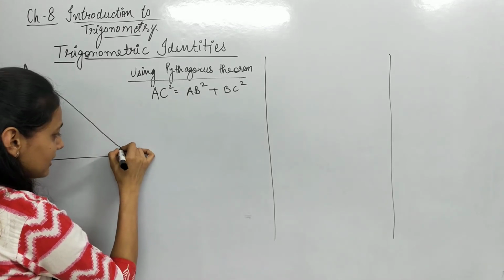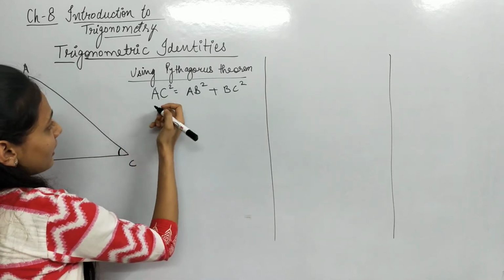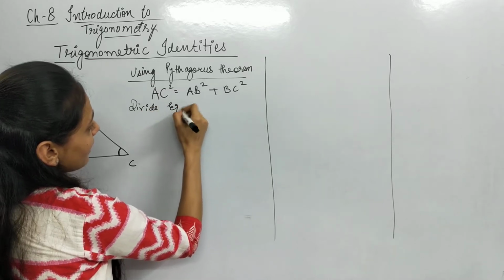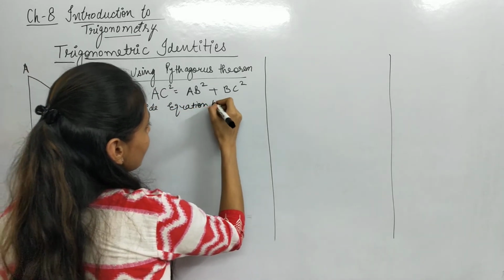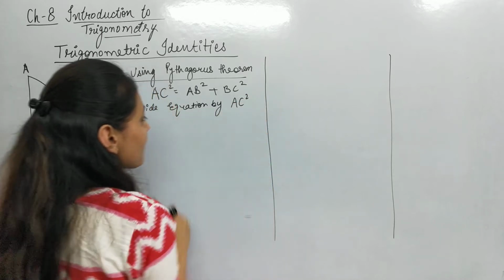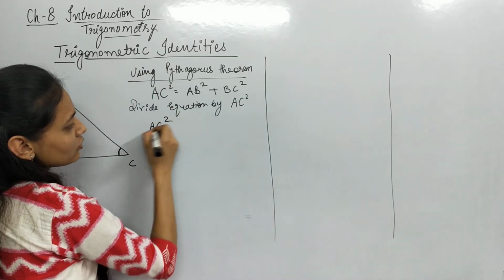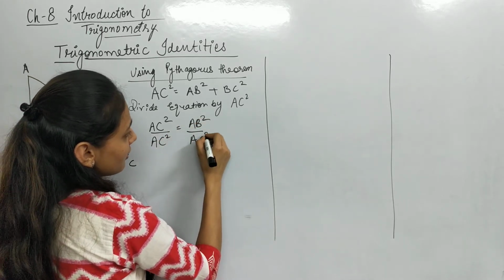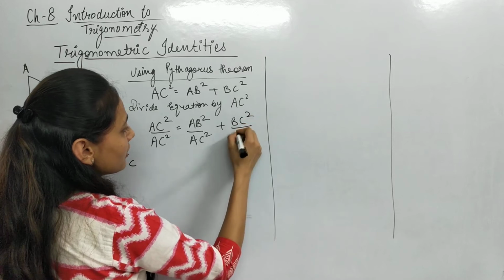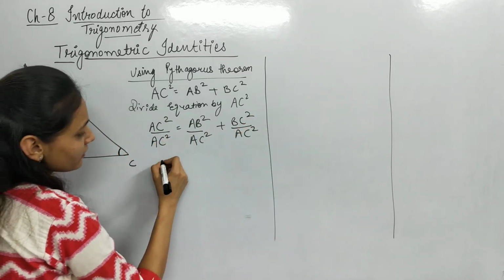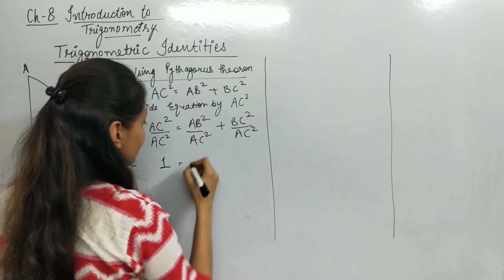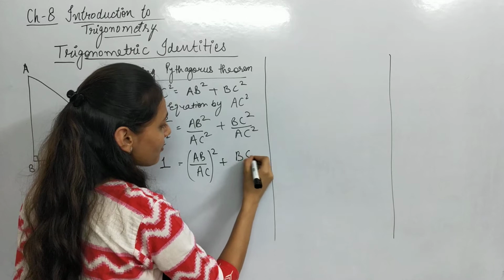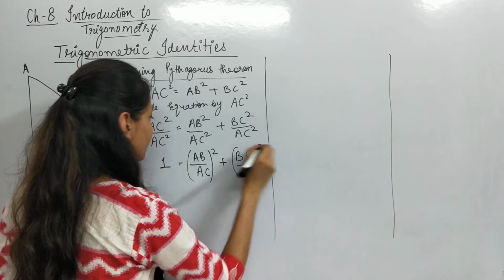Let us take this angle C. Now divide the equation by AC square. If we divide the equation by AC square, what we get? AC square upon AC square, AB square upon AC square plus BC square upon AC square. This cancels out, gives us 1. AB upon AC, what is AB upon AC in trigonometric ratio? And BC upon AC in trigonometric ratio.